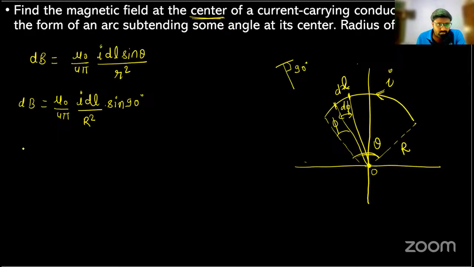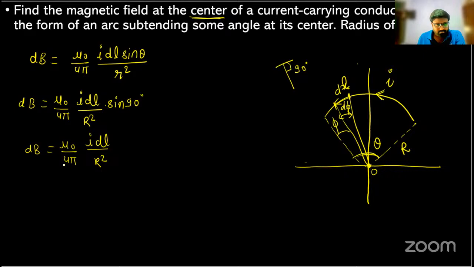Clear? Now look, we need to integrate this. dB here is equal to mu naught upon 4 pi I dl upon r square. Does anyone have confusion about the angle? How did I take the angle? The angle is between the dl vector, this is the dl vector, and the r vector, this radius vector. So the radius is always perpendicular to the arc. We know that from geometry also. Clear? So dB is equal to mu naught upon 4 pi I dl upon r square.